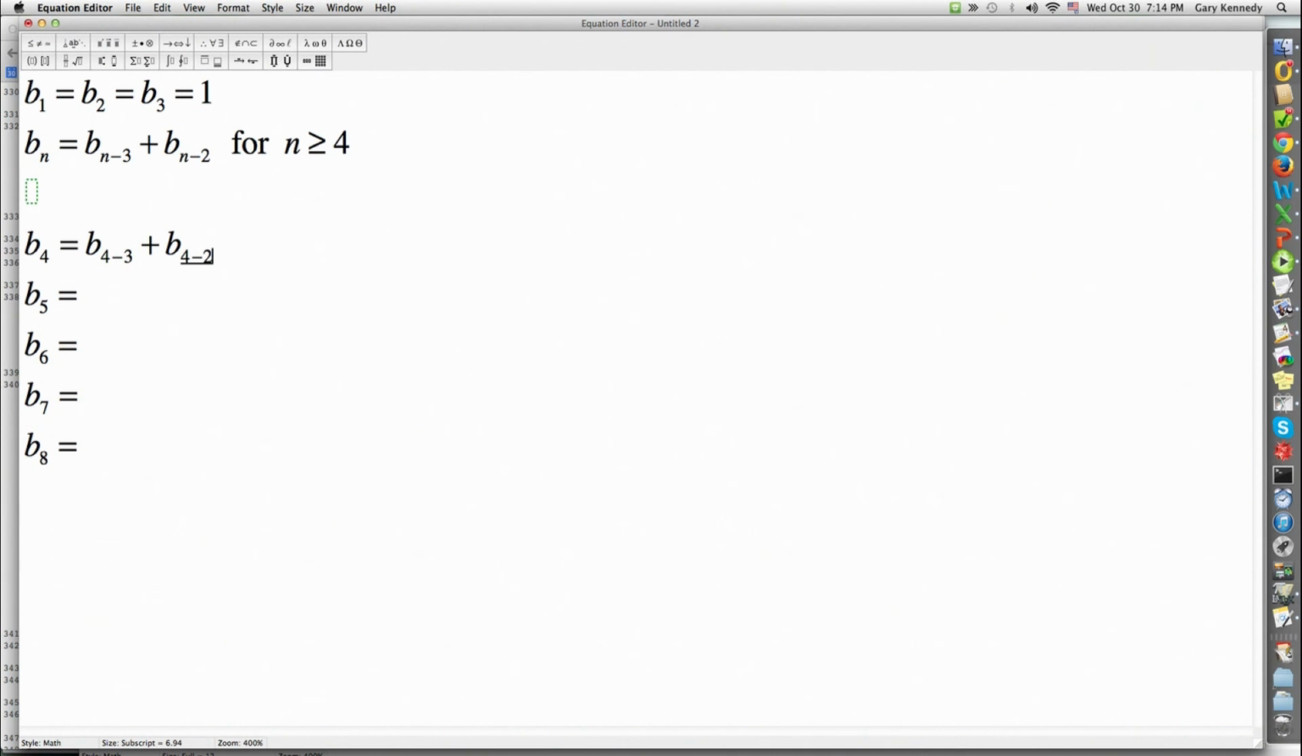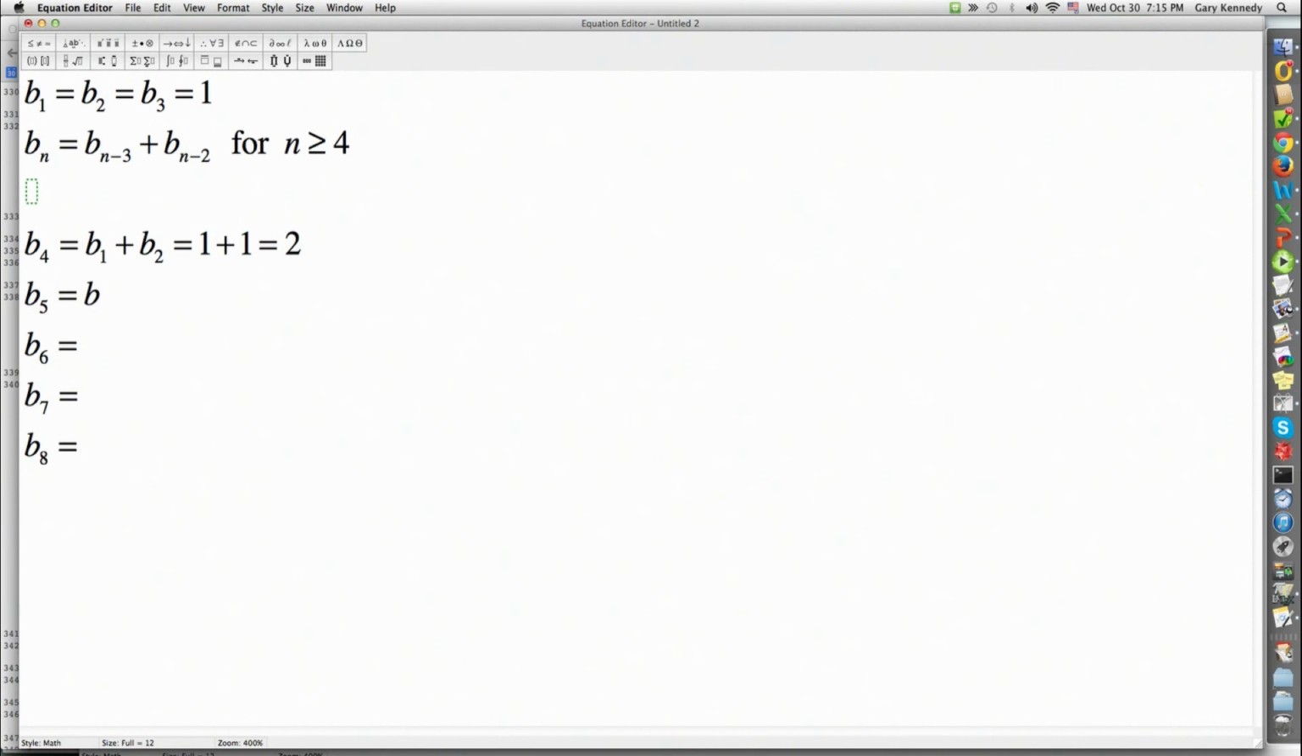And that's what we get. B4 equals B4 minus 3 plus B4 minus 2. But those subscripts are just numbers, which we can work out. 4 minus 3 is 1, and 4 minus 2 is 2. So we've learned that B4 is B1 plus B2. Okay, but those we know, B1 is 1, and B2 is 1. And I add them together, and I get 2. So B4 is 2.